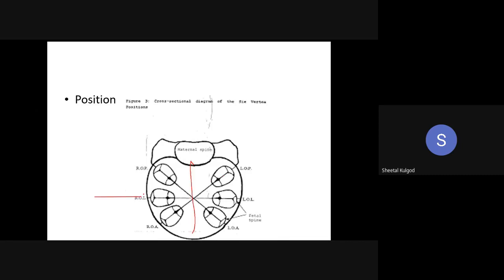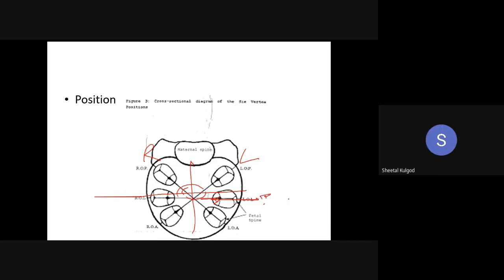Then coming to the position, it shows the relationship of the presenting part in relation to the different quadrants of the pelvis. So when you divide the pelvis into 4 equal quadrants, with this forming the right side of the mother and this the left side of the mother, you can define in relation to the pelvis the position of the different presenting parts. For example, as you can see in this figure, the vertex is the presenting part, with the posterior fontanelle lying here, and this is the anterior fontanelle. If the posterior fontanelle is parallel to the plane of the horizontal axis of the maternal pelvis, then it is a transverse position.